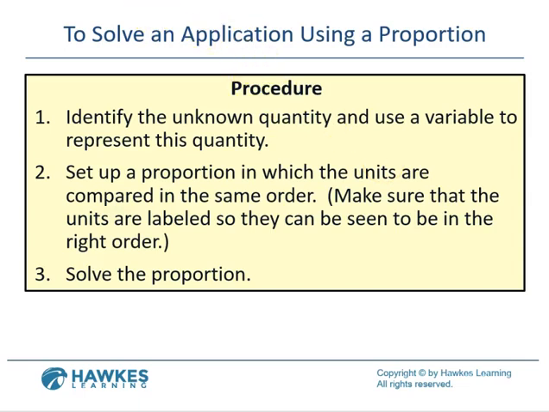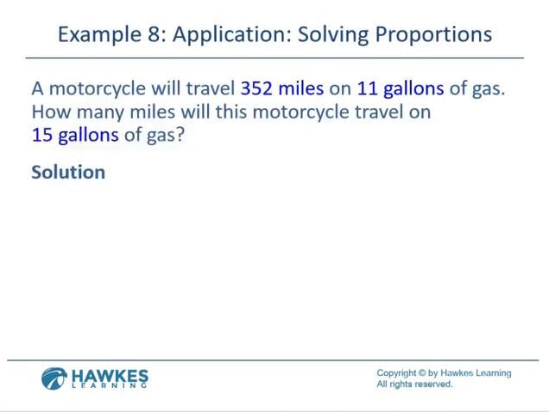Okay, identify the unknown quantity and use a variable to represent this quantity. Just a variable, okay? Use whatever you want. Set up a proportion in which the units are compared in the same order. Make sure that the units are labeled so they can be seen to be in the right order. Solve the proportion. That I'll show you.